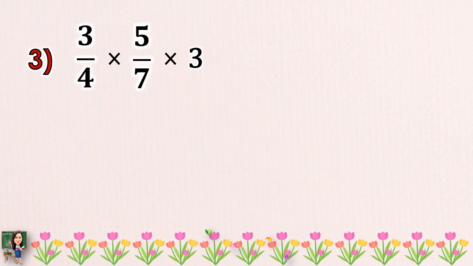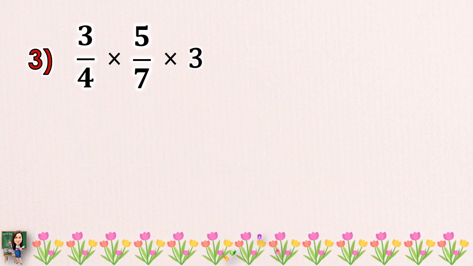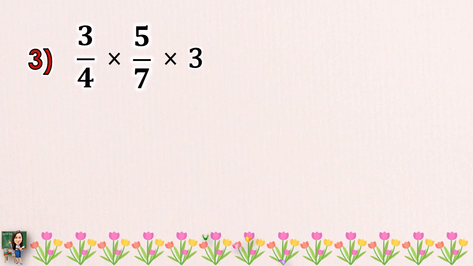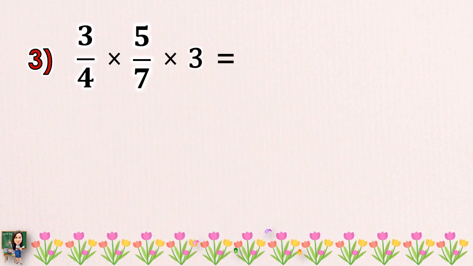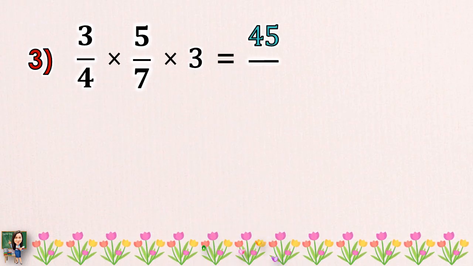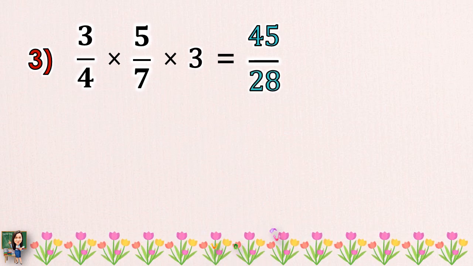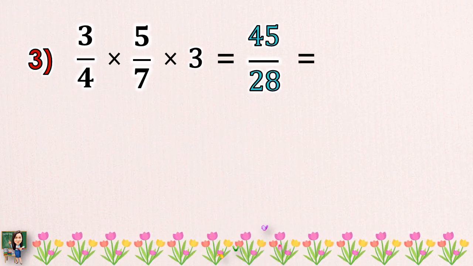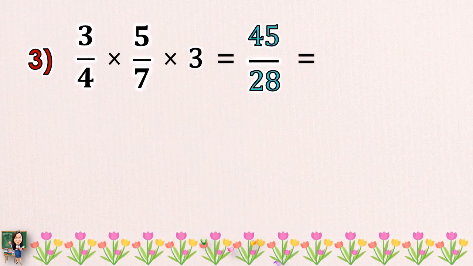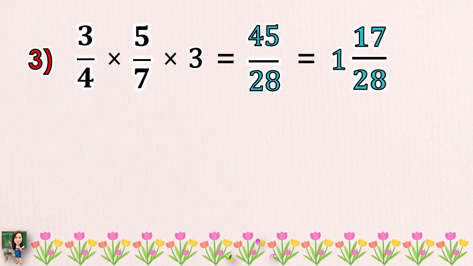Number 3. 3/4 times 5/7 times 3 equals 3 times 5 times 3 equals 45. 4 times 7 equals 28. The answer is 45 over 28. This is an improper fraction. Change this to a mixed fraction. So the mixed fraction is 1 and 17 over 28.